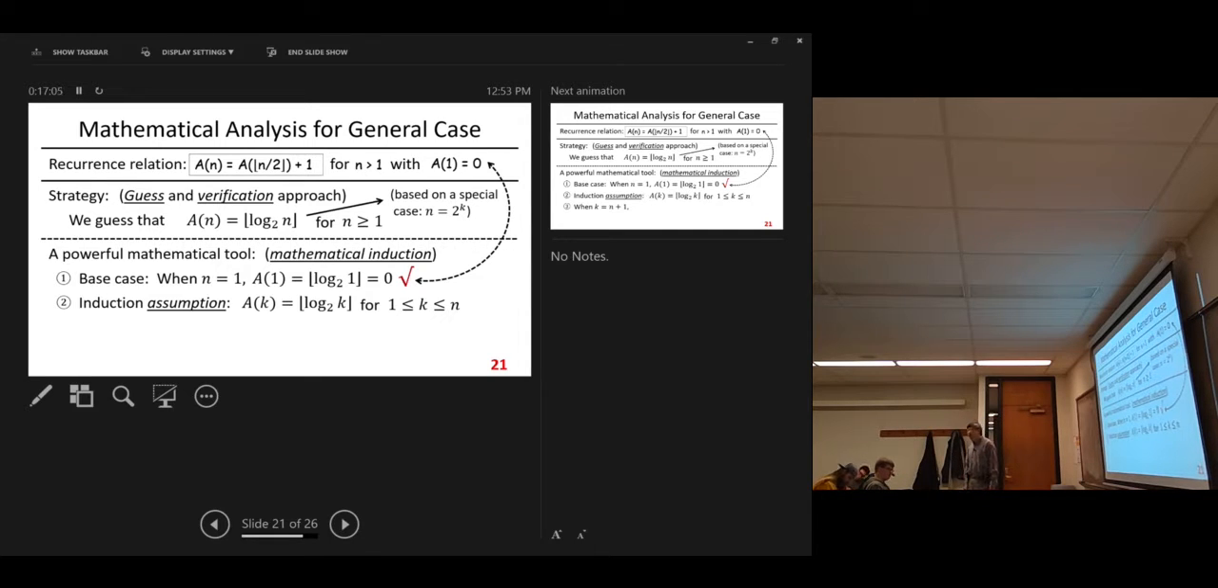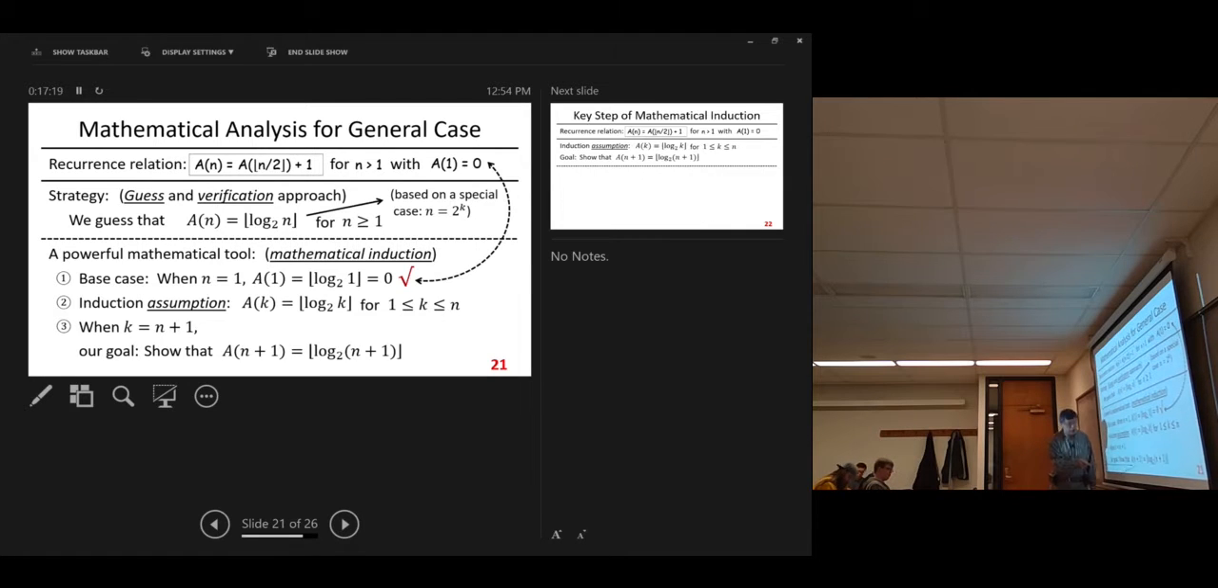The hardest step, step 3, we need to show that when k equals n plus 1, we still have this expression. Then, based on mathematical induction, it is correct for all arbitrary positive integers n. So that's why mathematical induction is so powerful: we can show it's correct for arbitrary n.